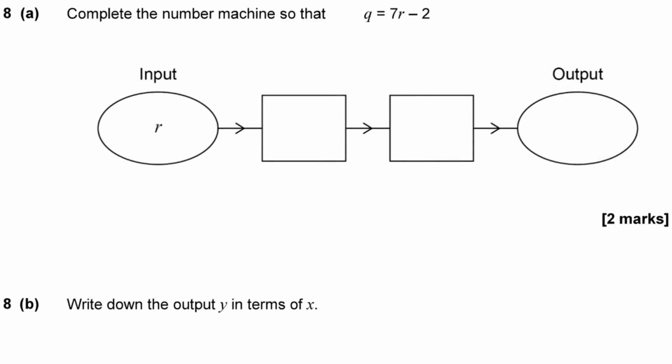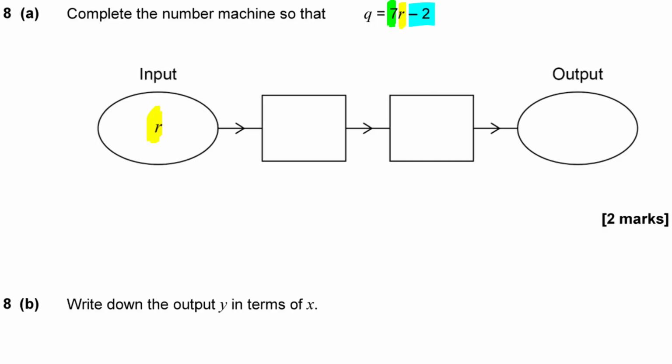Question 8a. Complete the number machine so that Q equals 7R minus 2. Now you can see that R is the input. Here it is, so the R appears here in the equation. Now to work out Q, we're going to take R, we're going to multiply it by 7, and then we're going to subtract 2.